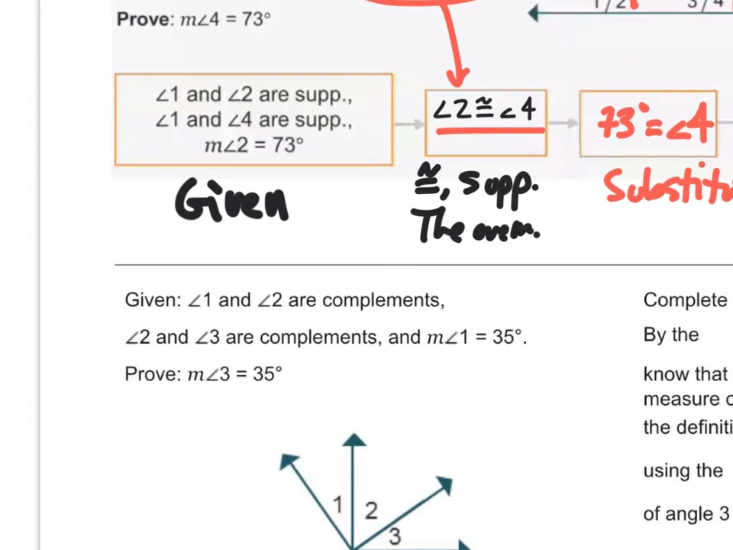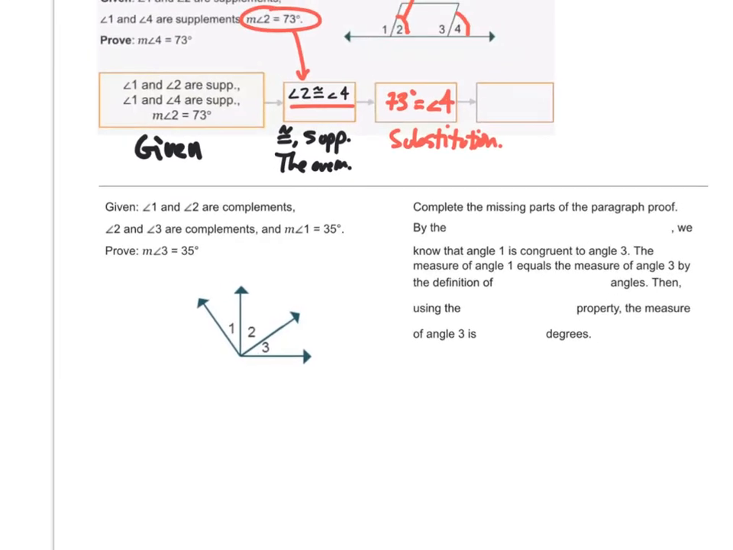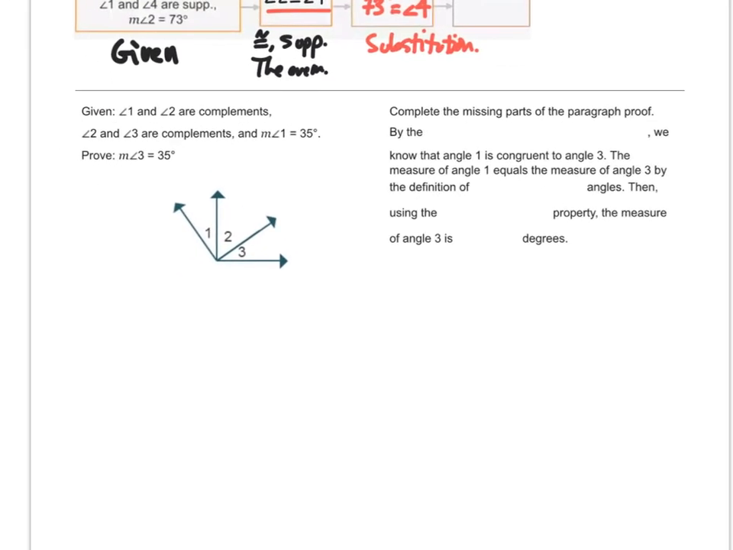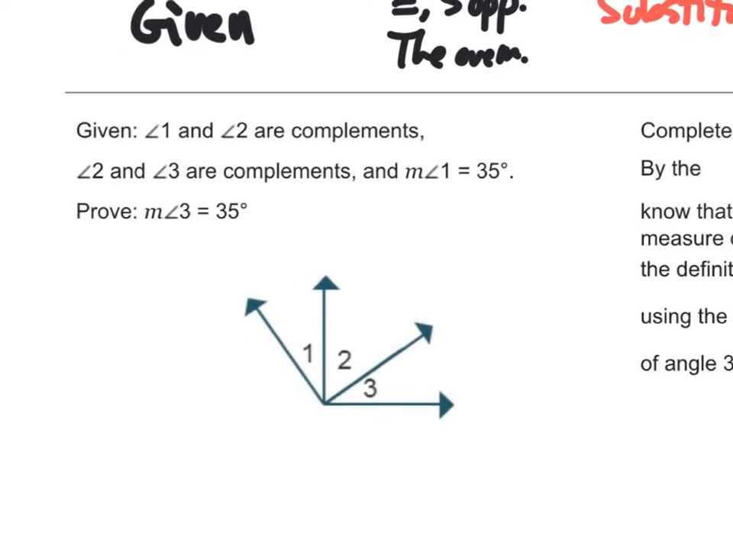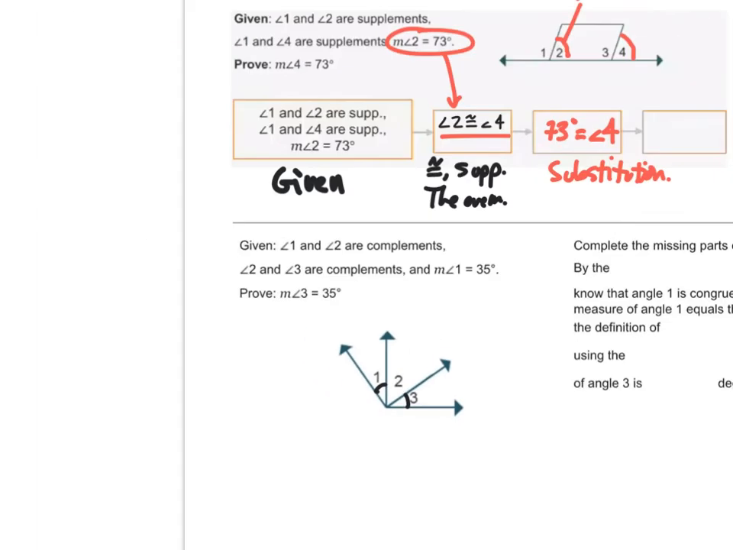All right, let's take a look at the next one. We have a paragraph proof here. This is the last one. We were given that angle 1 and angle 2 are complements, and that angle 2 and angle 3 are complements. Angle 1 and angle 2 added up give you 90, and angle 2 and angle 3 added up give you 90. Therefore, I can conclude that angle 1 and angle 3 are congruent by the congruent complements theorem.